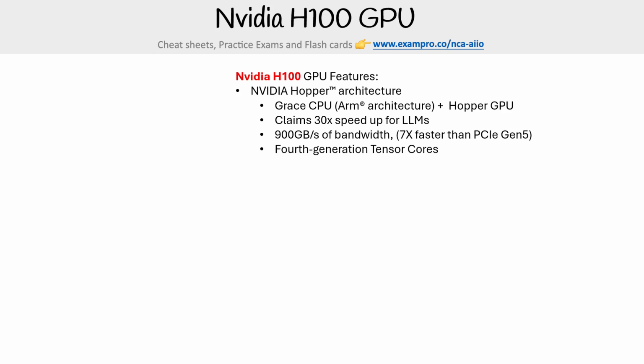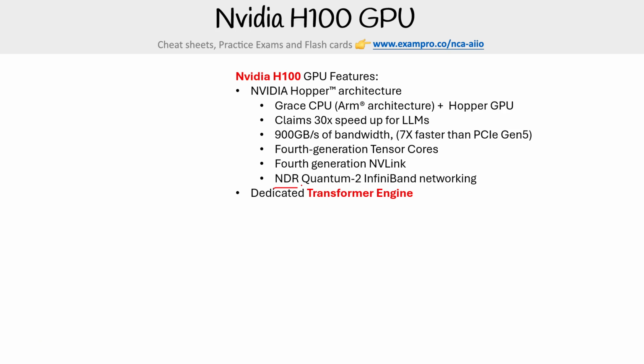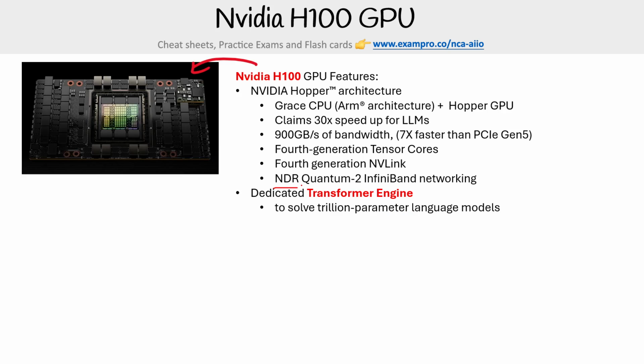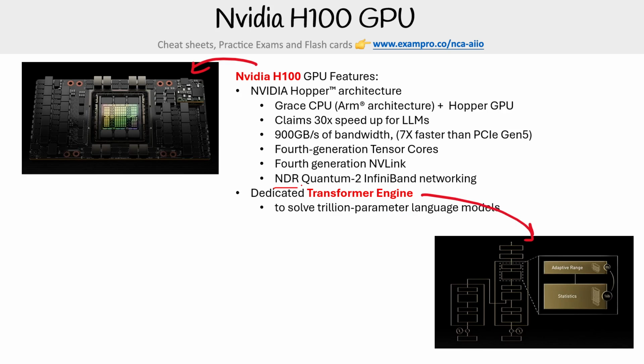It has 4th generation tensor cores because we have a 4th generation chip. Okay, 4th generation NVLink, NDR Quantum InfiniBand networking. We haven't covered InfiniBand yet, but notice that it says NDR because there's different generations of InfiniBand. And the one we need to know is the one that it can utilize. And so NDR is the one it can utilize, and that's what we care about. It has a dedicated transformer engine. This is used to solve trillion parameter language models. There's the graphic. I couldn't tell you which one it is, but there's an image of one. And there's a simple representation of the transformer engine, which we already looked at.